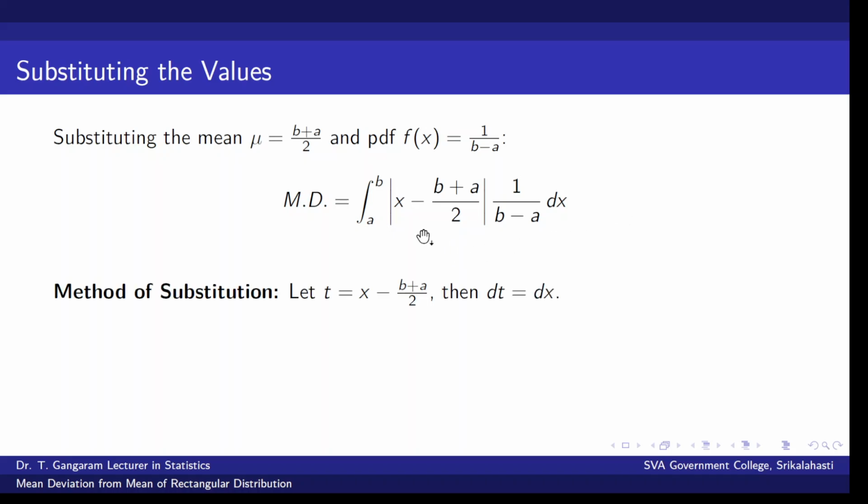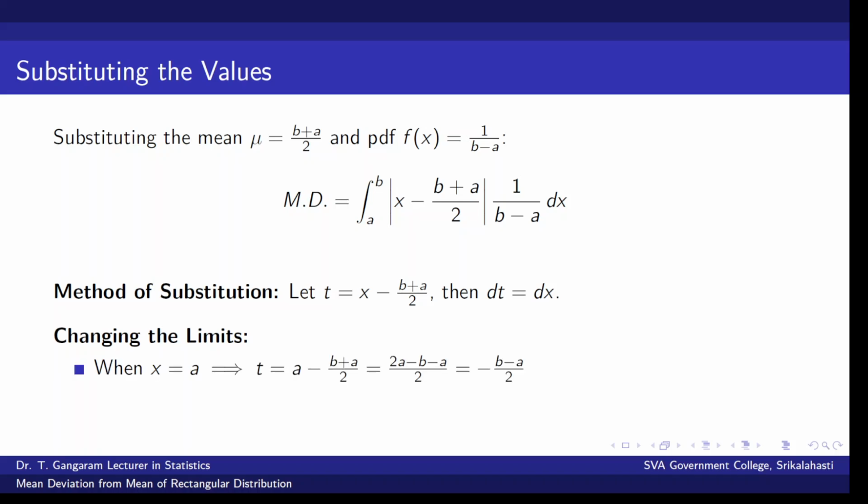Let us transform the modulus value. Let us take t is equal to x minus (b plus a) by 2, then dt is equal to dx. Let us change the limits a and b. If we substitute x equal to a, t is equal to a minus (b plus a) by 2, which is equal to minus (b minus a) by 2.